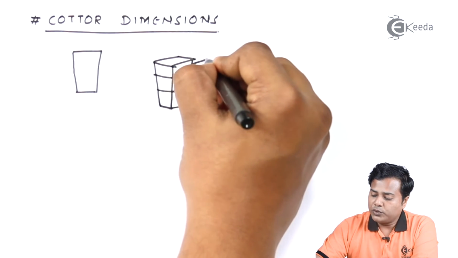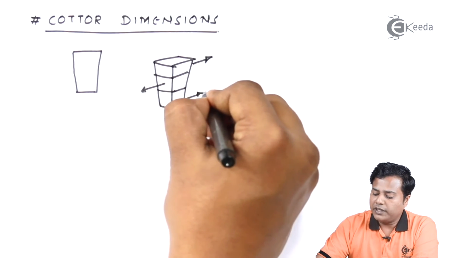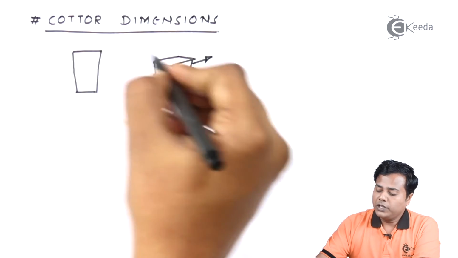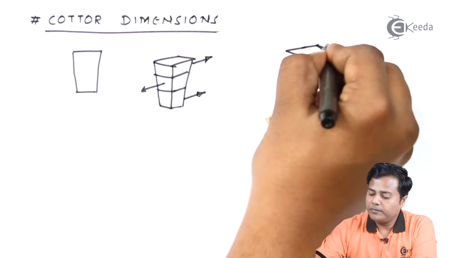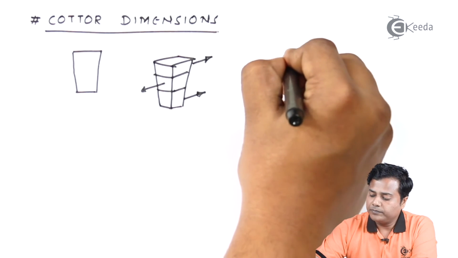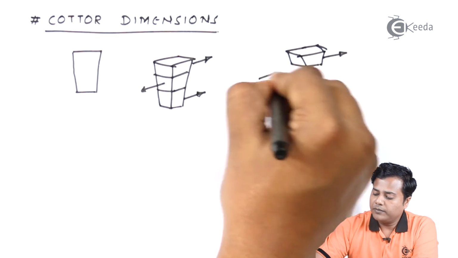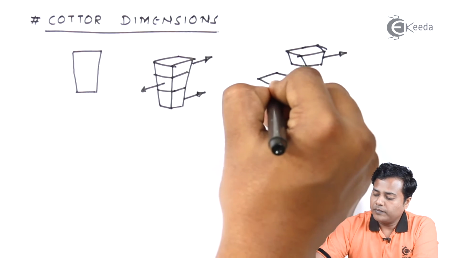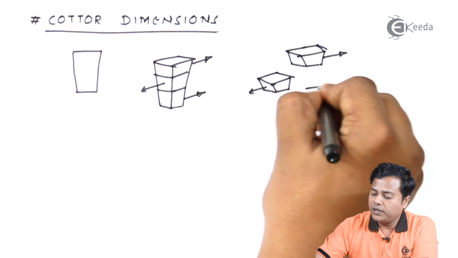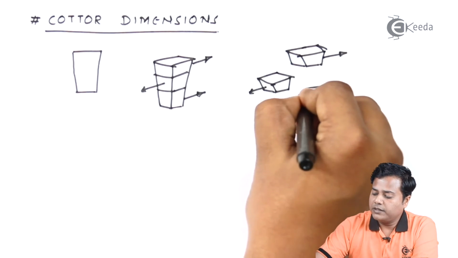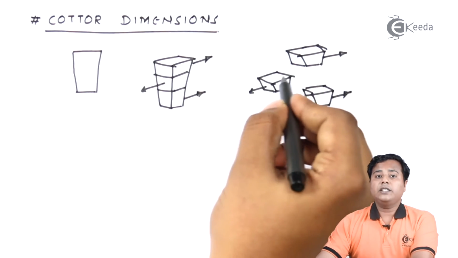One part of the section is going to be dragged in one direction, another part in the opposite direction, and the remaining part in the same direction as that of the previous. So when this Cotter is going to fail, it is going to fail in this way. This will be dragged in this way. Another part will be dragged in this way, and the last part will be dragged in the opposite direction. So that is how the Cotter is going to fail.